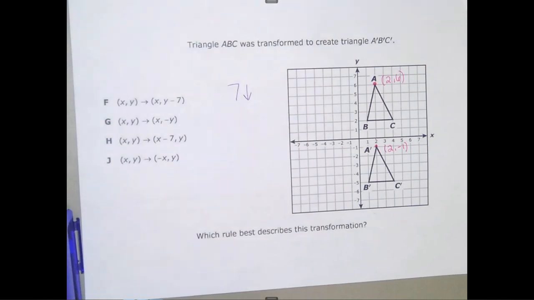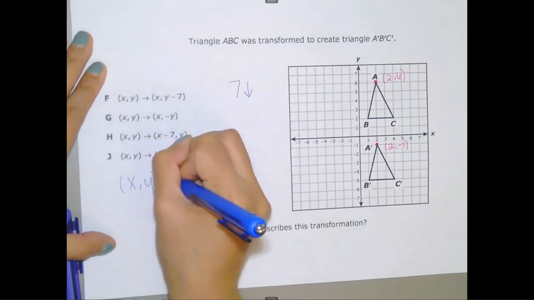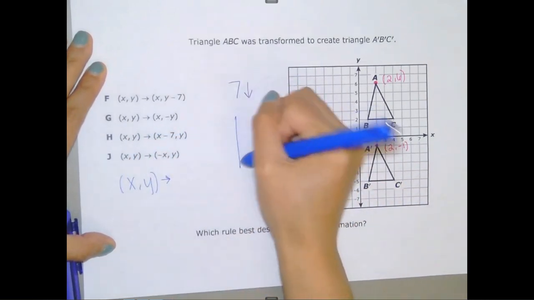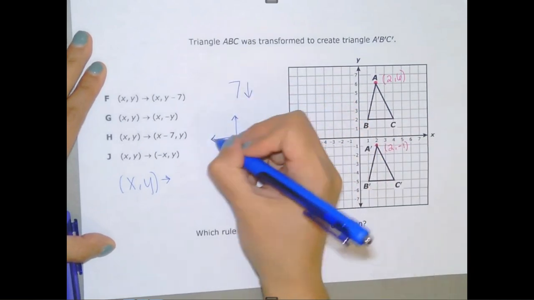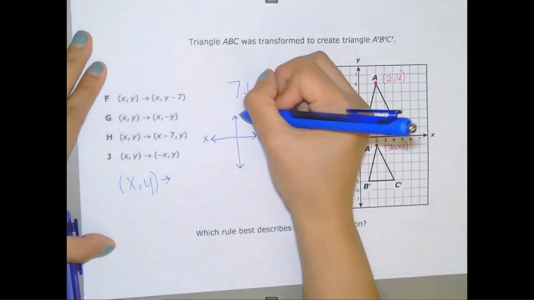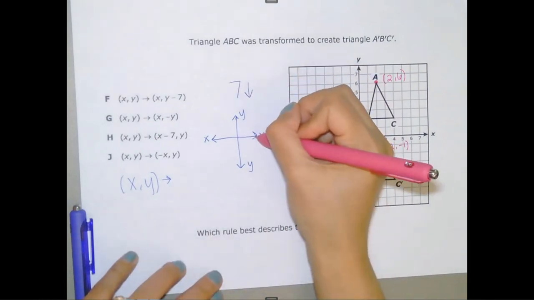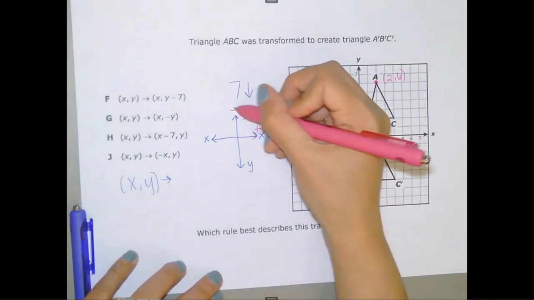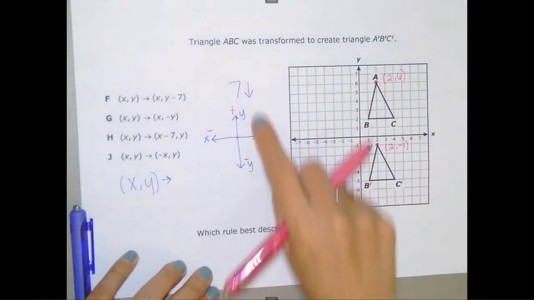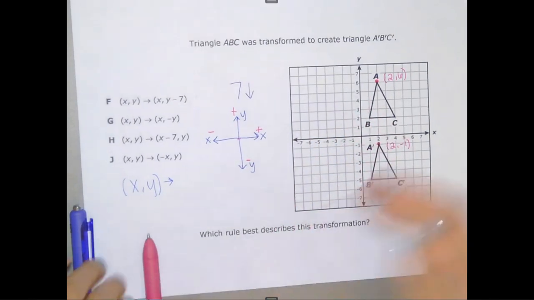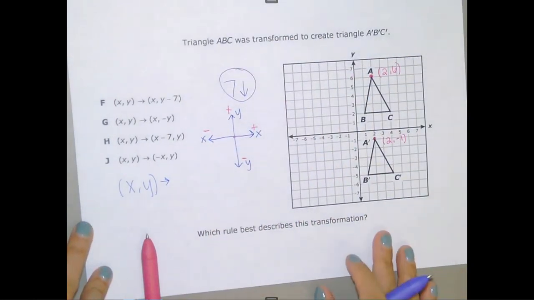So for this transformation, we started at x, y, and we went 7 down. So think about that coordinate plane. My x-axis is horizontal. My y-axis is vertical. When we go to the right, it is positive. When we go up, it is positive. Left is negative, and down is negative. So the only movement we made on our transformation was going 7 down.